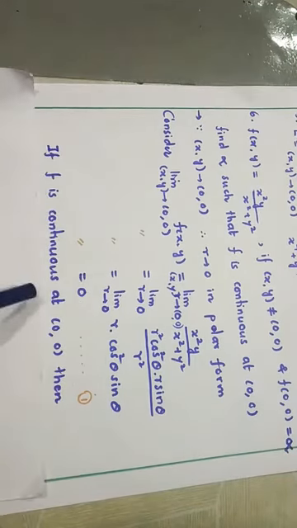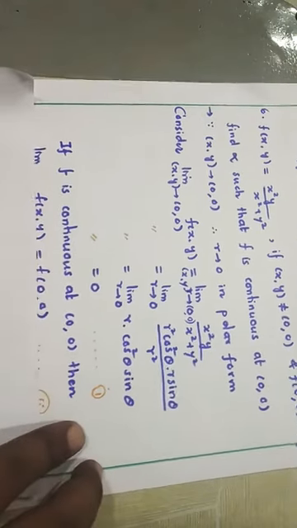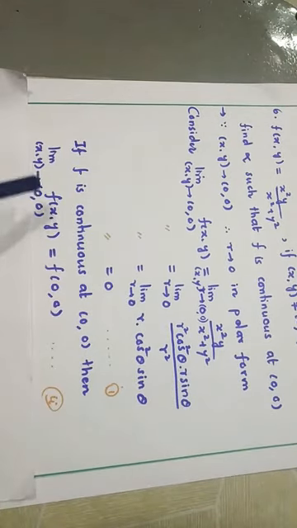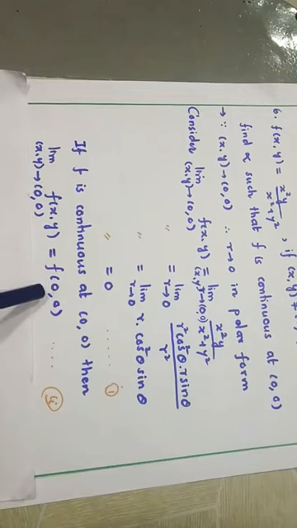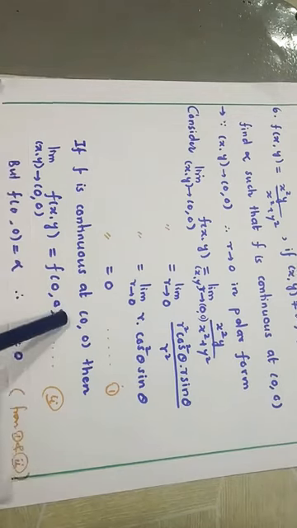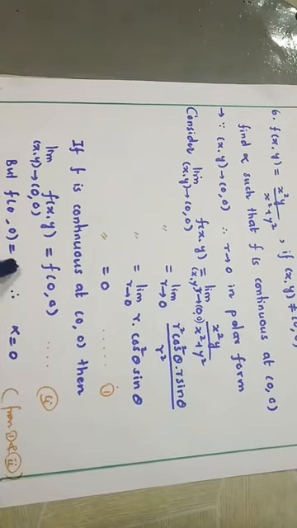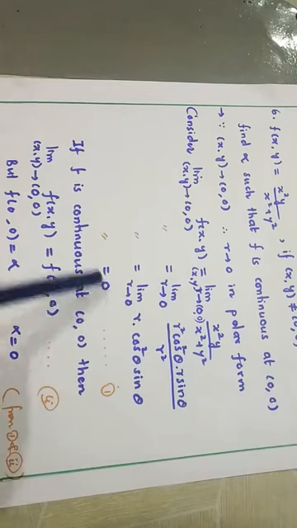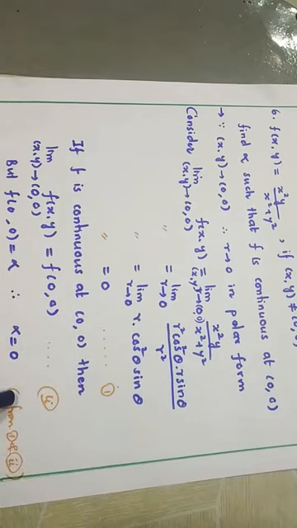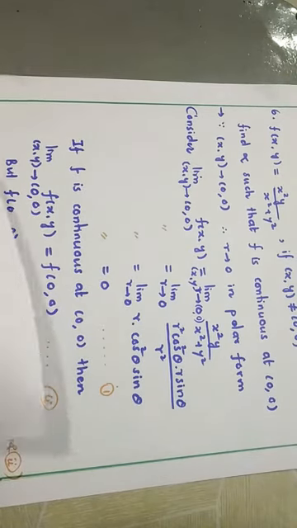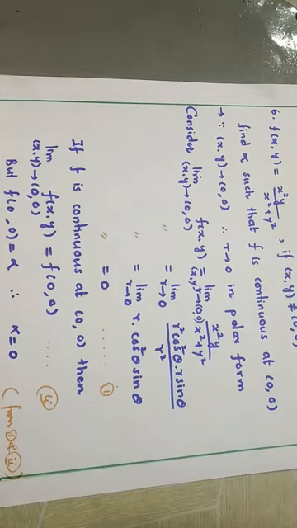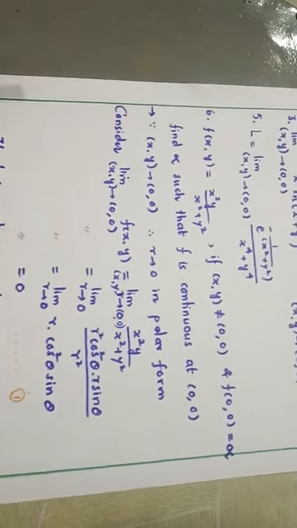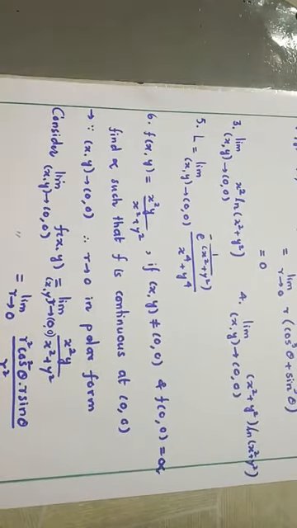But if f is continuous at 0 0, then the limit of f of xy as xy is tending to 0 0 must be equal to f at 0 0. It is given that f at 0 0 is alpha. So when I substitute the limit from 1, which is 0, we get alpha equal to 0. Okay, so this way we can use the polar form to find the limits of functions of two variables x and y.